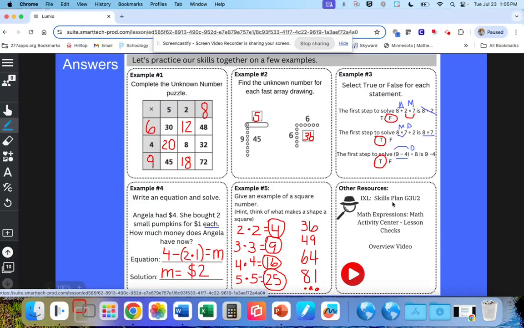I Excel if you use the skill plans. Going to grade 3, unit 2 will help you prepare for this unit and give you some extra practice. Also, check out that math activity center, the lesson checks. Rewatch this video if you need any additional support. Otherwise, good luck on Unit 2.